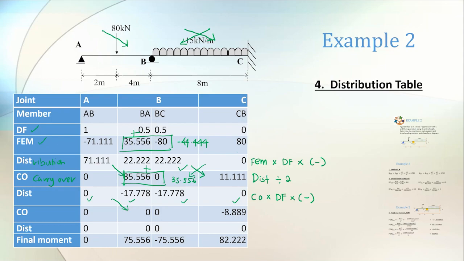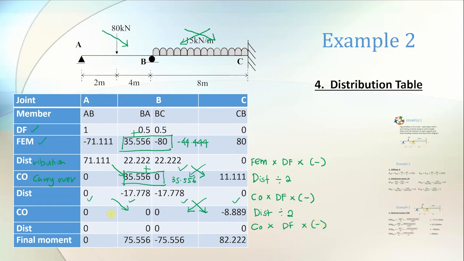BC can carry over to CB, but you must divide with 2. 0 can carry over to BC here, but even if you divide by 2, value dia sama, masih kosong. We move to the distribution again. So because kita punya ni belum completely 0, for here it is carry over times distribution factor times with negative.